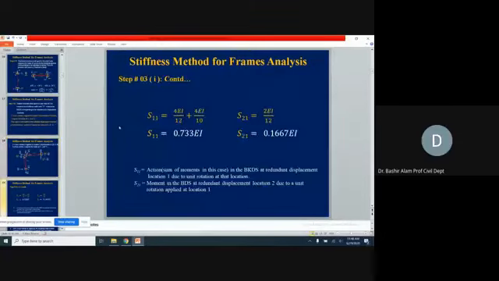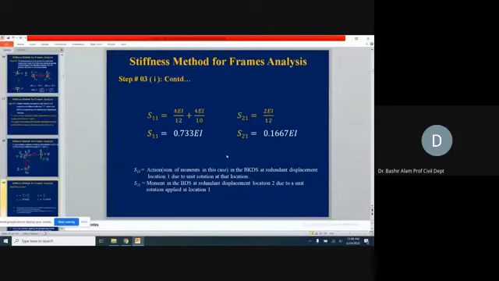So this is how S11 is equal to 4EI over 12 plus 4EI over 10, as we discussed. If we write this in decimal, it becomes 0.733 EI. And S21, as we said, is 2EI over 12, so it becomes 0.1667 EI. So the first column of the stiffness matrix is generated.